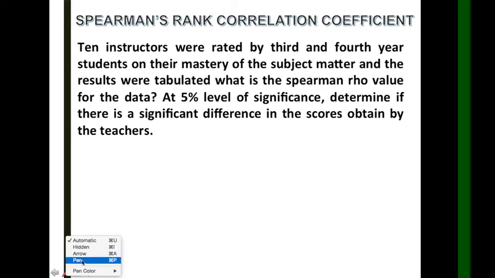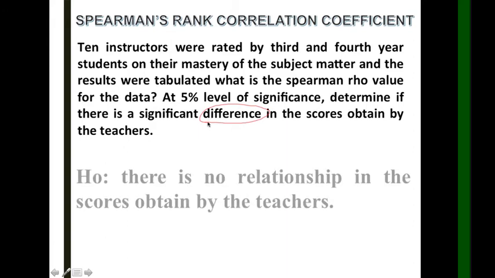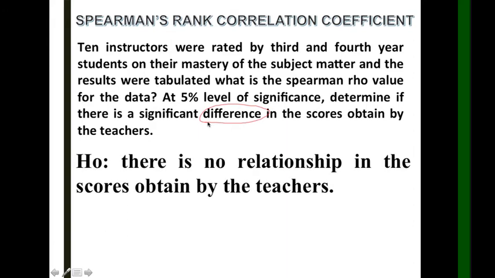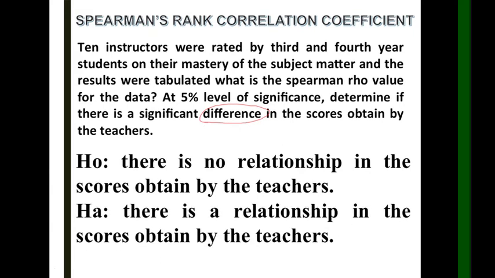I think this is wrong. It should not be significant difference. It should be if there is a significant relationship in the scores obtained by the teachers, or significant correlation. H0 or the null hypothesis: There is no relationship in the scores obtained by the teachers. HA, alternative hypothesis: There is a relationship in the scores obtained by the teachers.